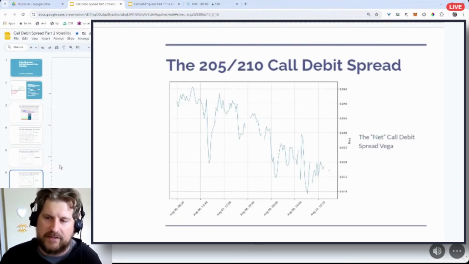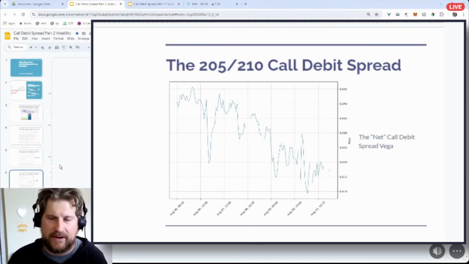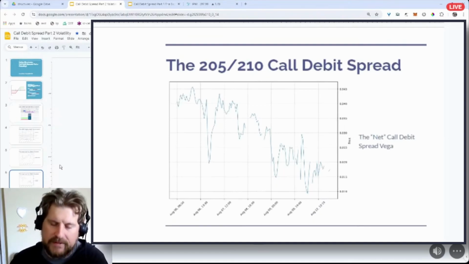call, because this call debit spread has some conveniences built in that are natural to the structure, and that might make it a really good way to express your view. Not to mention that they're less expensive too, especially in liquid options. Maybe you can buy 2 call debit spreads instead of buying 1 outright call, though I know you're starting to rack up more transaction fees, commissions, exchange fees, what have you.